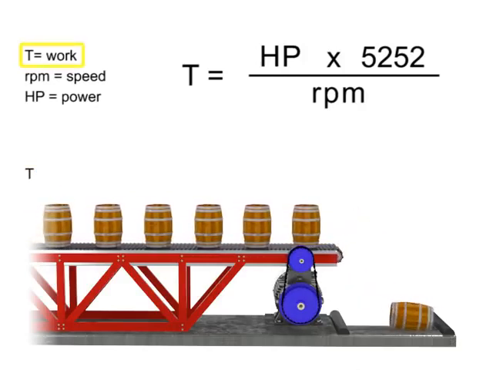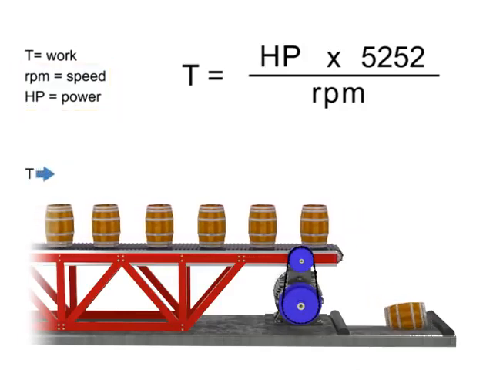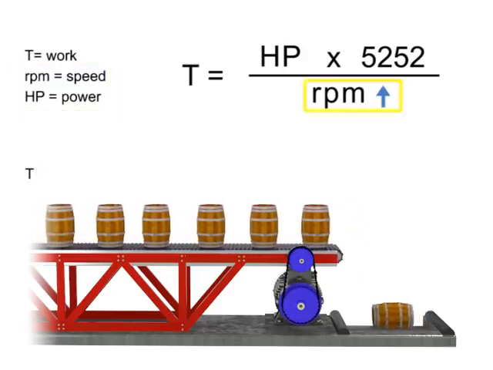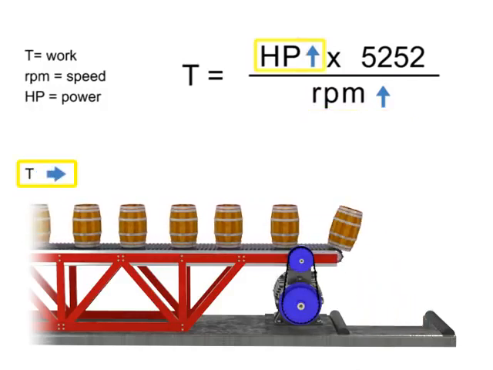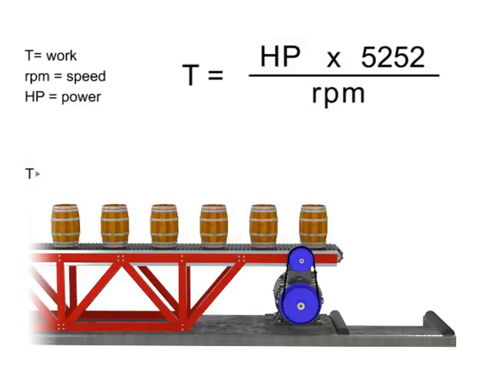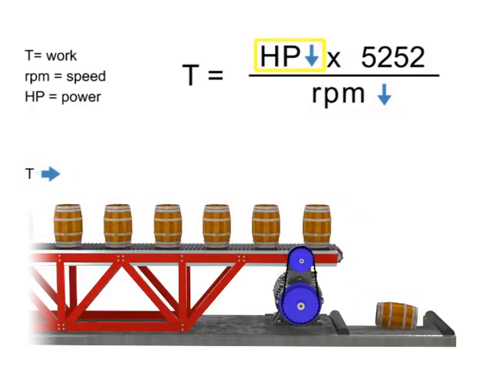If torque remains constant, speed and horsepower are proportional. As the speed or RPM increases, horsepower increases to maintain constant torque. If speed decreases, horsepower decreases to maintain constant torque.